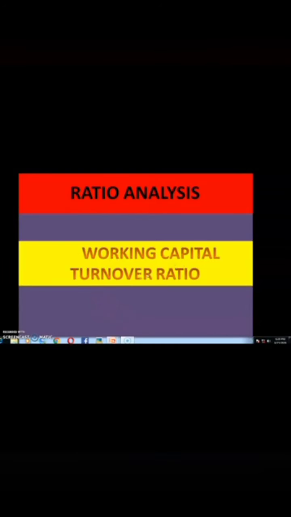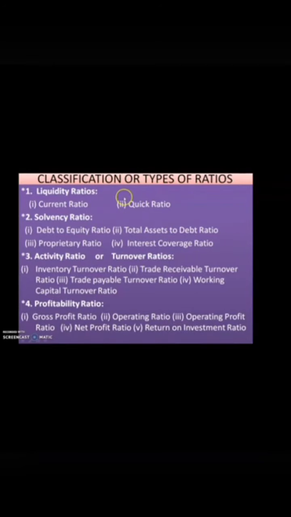Working capital turnover ratio. First of all, let us have a review on the types of ratios. There are 4 types of ratios: liquidity ratio, solvency ratio, activity ratio, and profitability ratio. In today's class, we are going to discuss working capital turnover ratio, which comes under activity ratio.